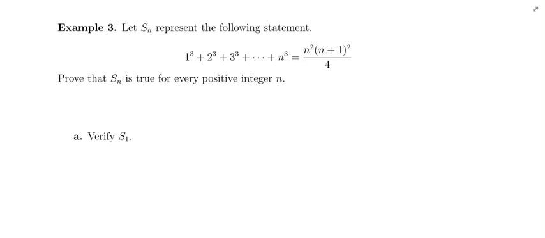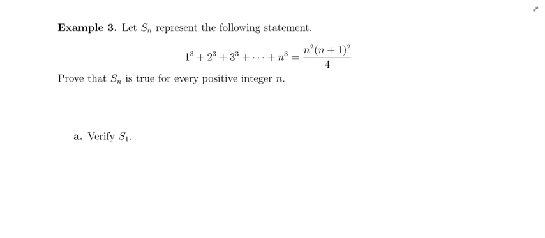Example 3. Let Sn represent the following statement: 1 cubed plus 2 cubed plus 3 cubed, all the way to plus n cubed, is equal to n squared times the quantity n plus 1 squared, all divided by 4. Prove that Sn is true for every positive integer n.